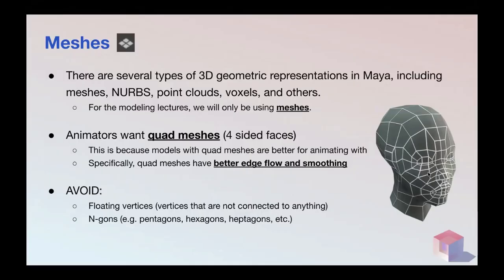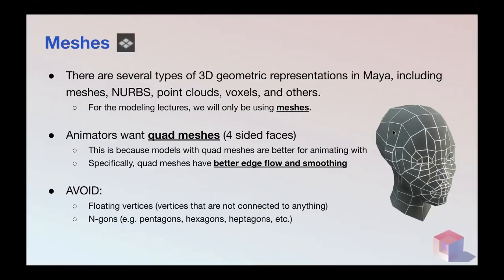There are a lot of types of 3D geometry representation in Maya, including meshes, NURBS, point clouds, voxels, and others, but for this lecture we will only be using meshes. Here's something extremely important: when you're building your model, please remember you'll want to keep all of your model with four-sided faces, which is a quad mesh.